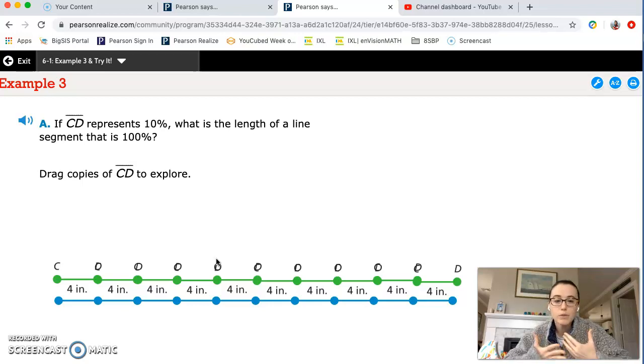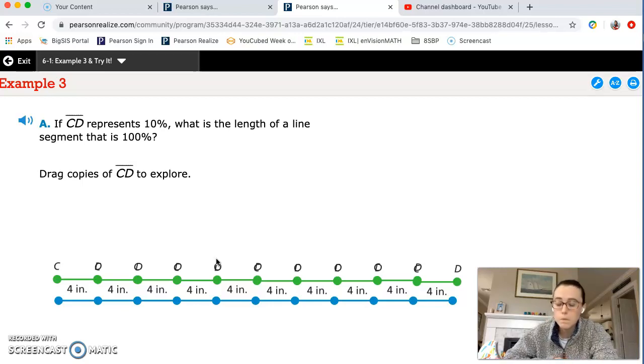Okay, so all we did was we looked at our initial line segment, the green line segment CD, and we said how many copies of that can we place inside our second line segment. And we figured out it was 10. So there'd be 40 inches in our blue line segment.